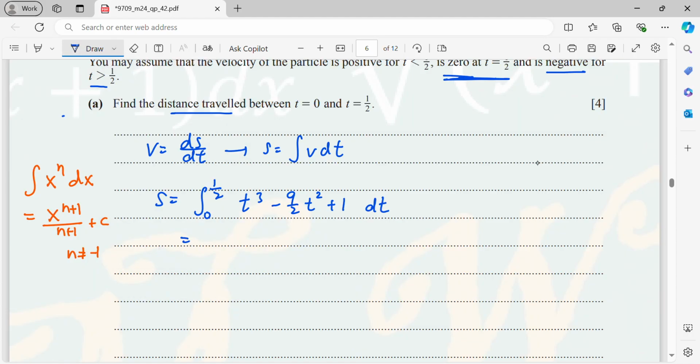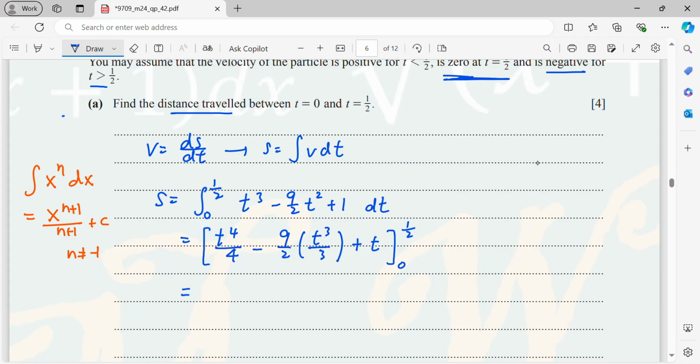Now here, I will be getting t to the power 4 over 4, minus 9 over 2 times t cubed over 3, since t squared becomes t cubed over 3, then the plus 1 becomes plus t, with limits 0 to half.